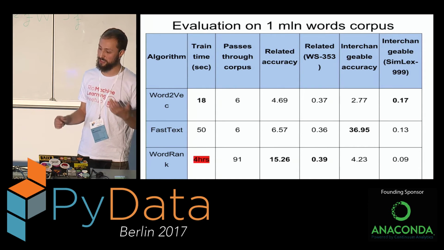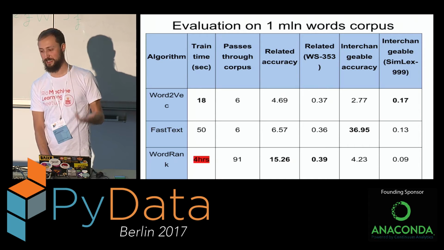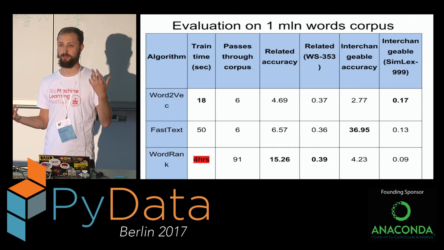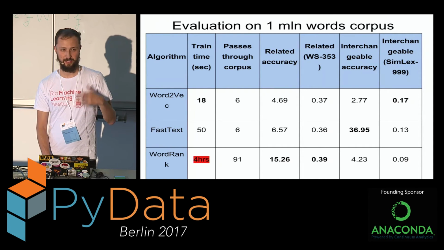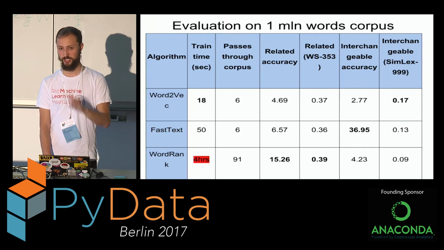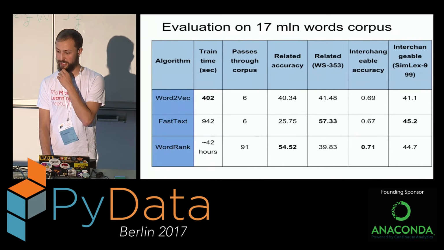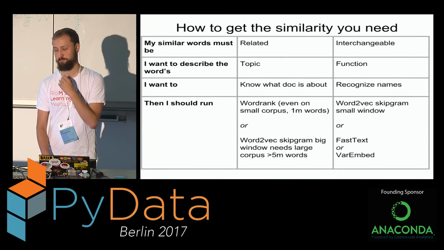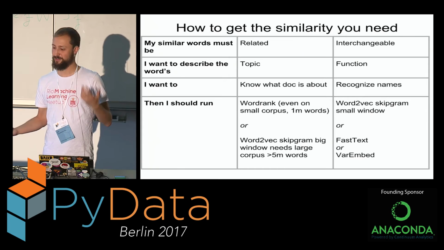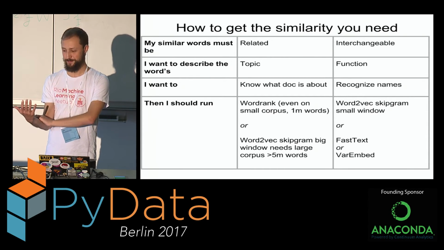It takes 4 hours to train, but it works really well if you have little data and you want to find this related relationship between close and closet. That works really well for that. This is some test results, even on a small data. So this is the table on what you should use and when.